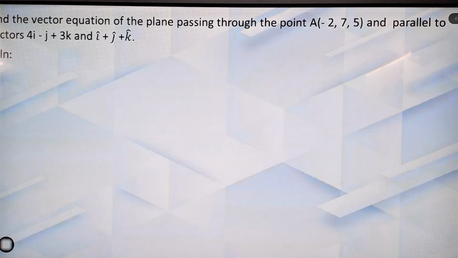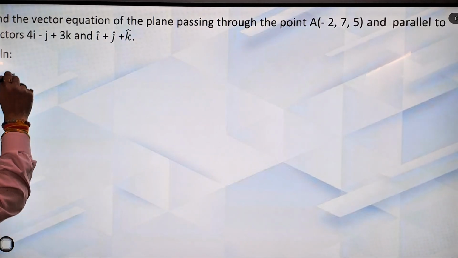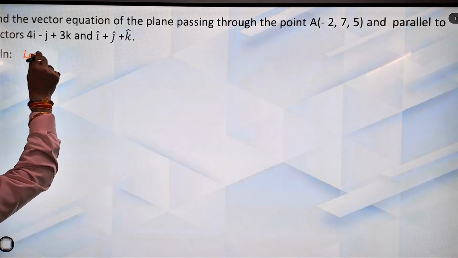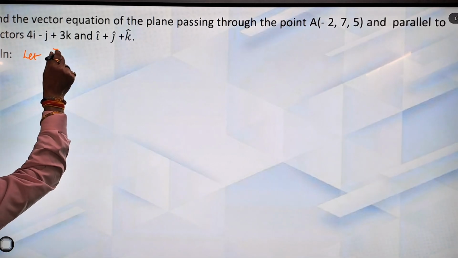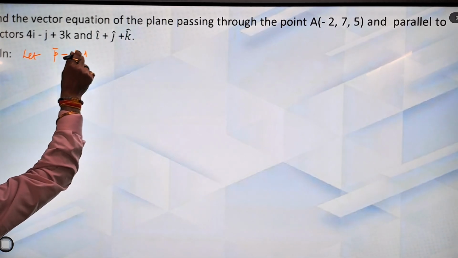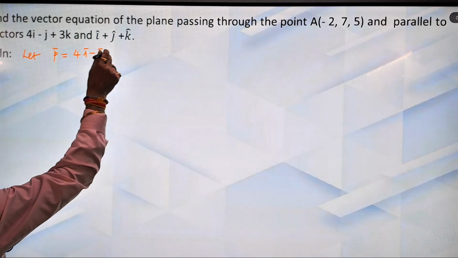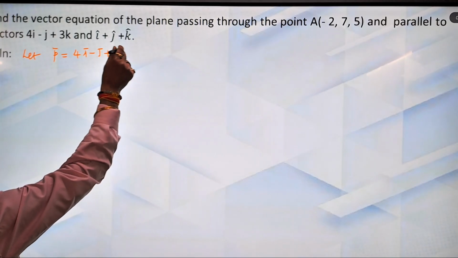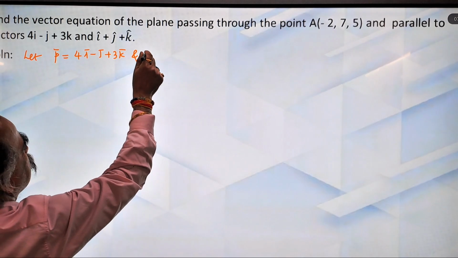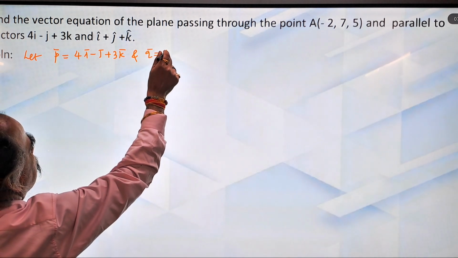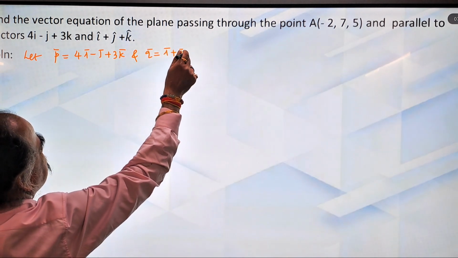Find the vector equation of the plane passing through point A(-2, 7, 5) and parallel to vectors 4i - j + 3k and i + j + k. Let p bar be 4i - j + 3k and q bar be i + j + k.